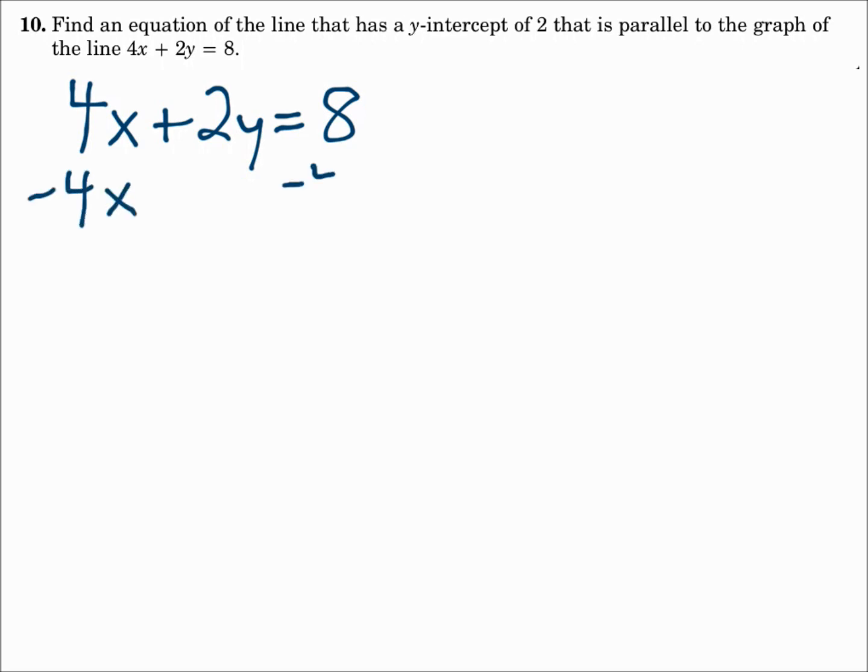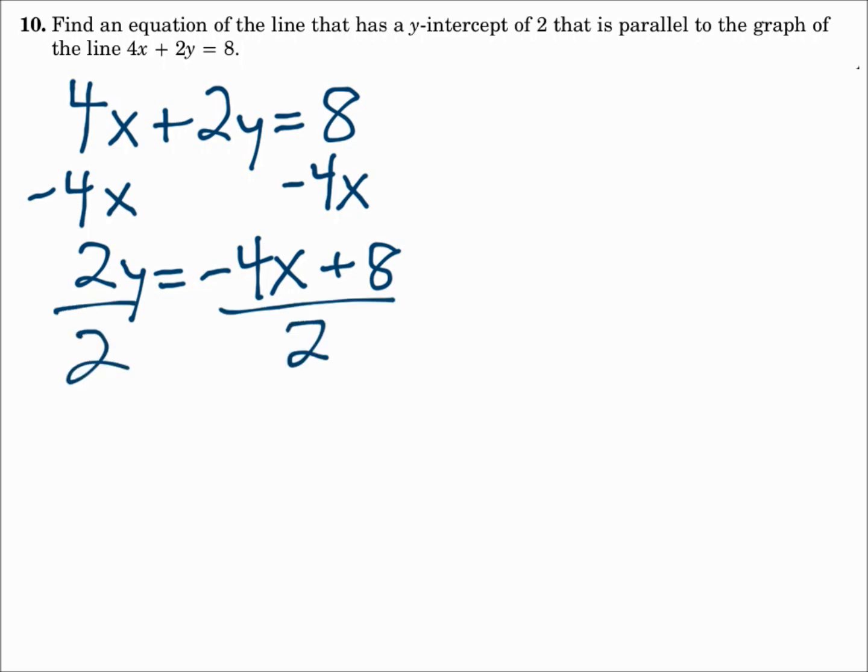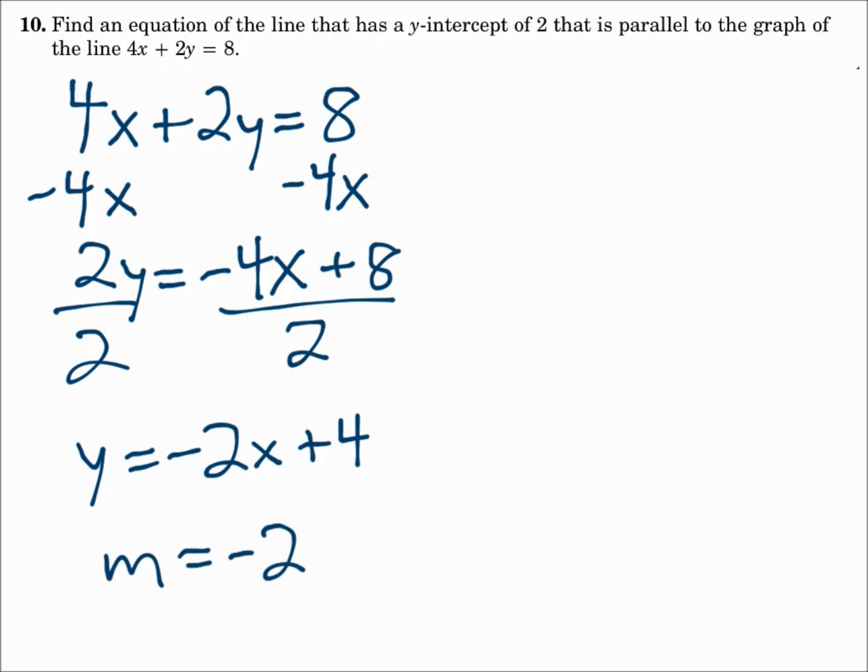Subtract 4x from each side. Write the x's first. Instead of 8 minus 4x, say -4x plus 8. Then divide by 2. The 2's cancel on the left, leaving y. -4x divided by 2 is negative 2x, and 8 divided by 2 is 4. So my slope is negative 2. Remember, parallel lines have the same slope. So my answer has the same slope as that line.